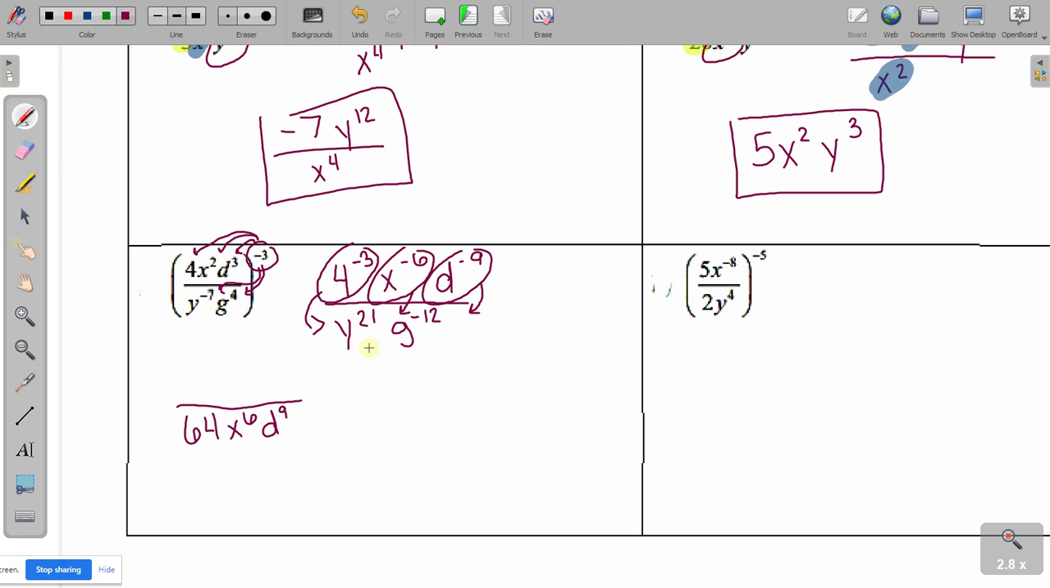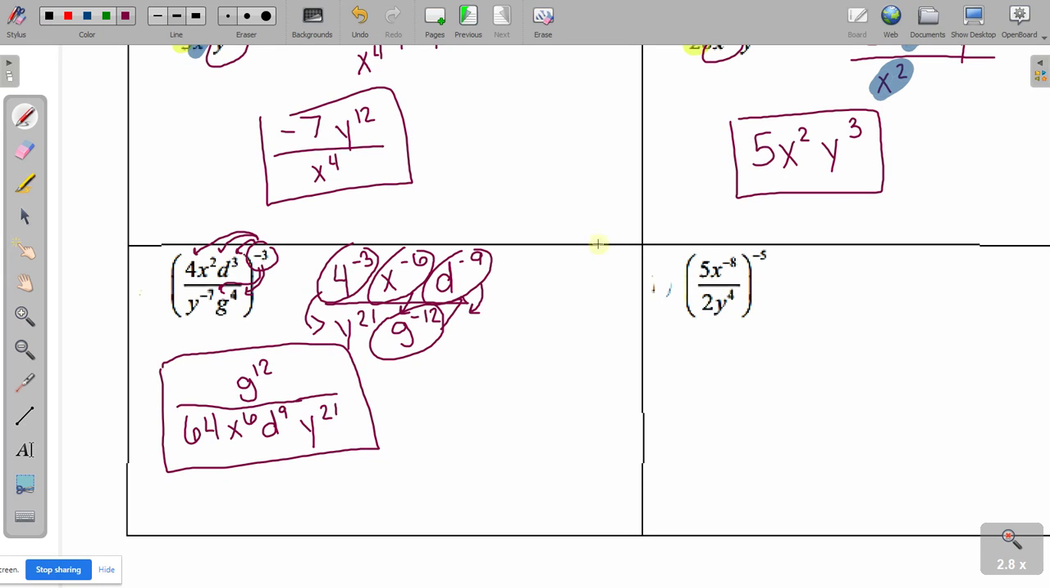Now, let's look at our denominator. Y to the 21st stays. And g to the negative 12th, we have to move him up. It becomes g to the positive 12th. Now, there's nothing we can combine, so that is our final answer.